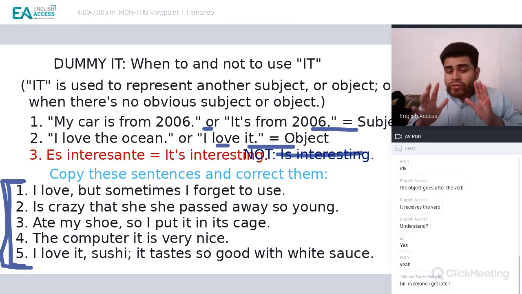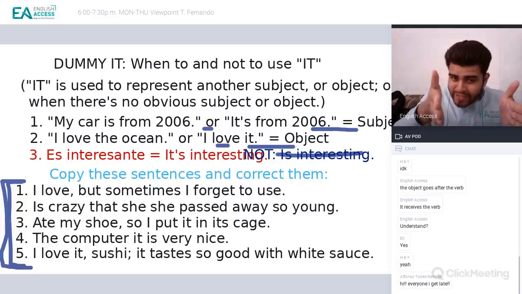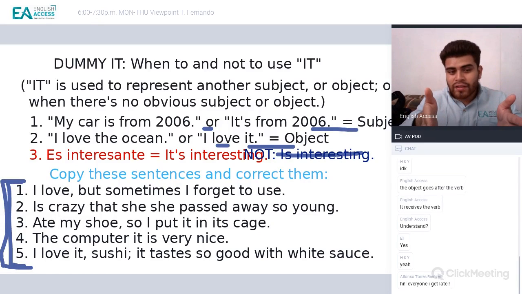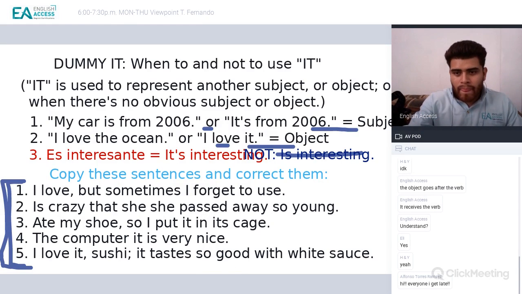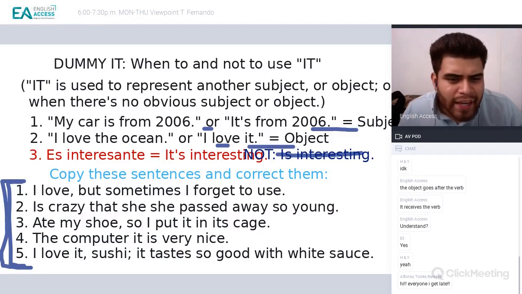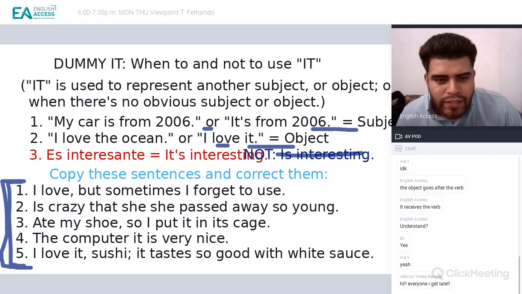But I want you to copy these like this, all right? And then on your paper, mark it. Because I want you to be able to see the mistake. Don't just copy the correct thing. Copy the wrong thing and then correct it. All right. Please take 5 minutes to do that, and then we will check the answers together.